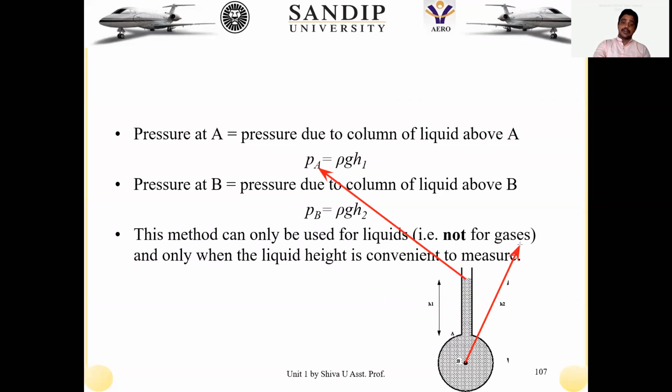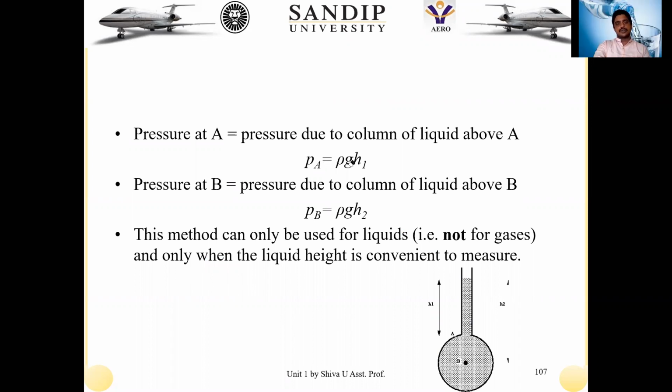Very important, and the point to be noticed here is that this method of measurement of pressure can be used only for liquids. When we are using gases, they will escape out, so we can't measure the pressure. Another criterion is that this is a piezometer, which is open to the atmosphere. Now my requirement is being satisfied.